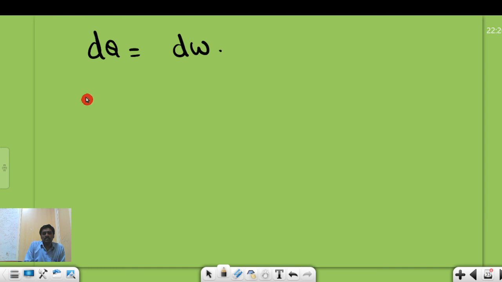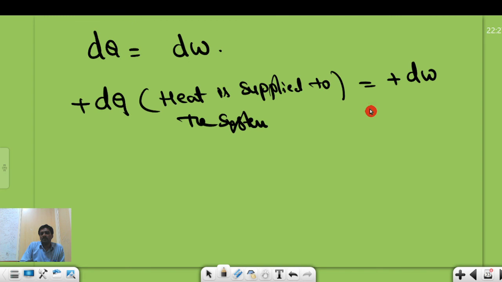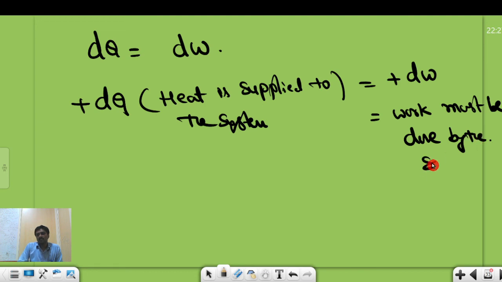Please concentrate. If heat energy is supplied to the system, that is named as positive dq. What does that mean? Heat is supplied to the system, then dw must be positive. That means work is done by the system. So if we are supplying the heat energy to the system, then work must be done by the system because of positive work done.